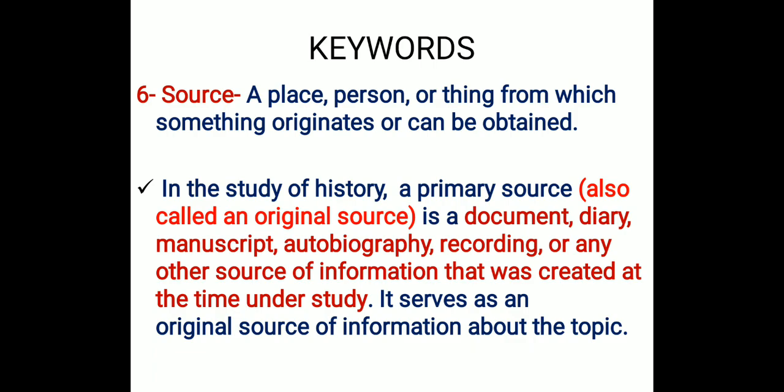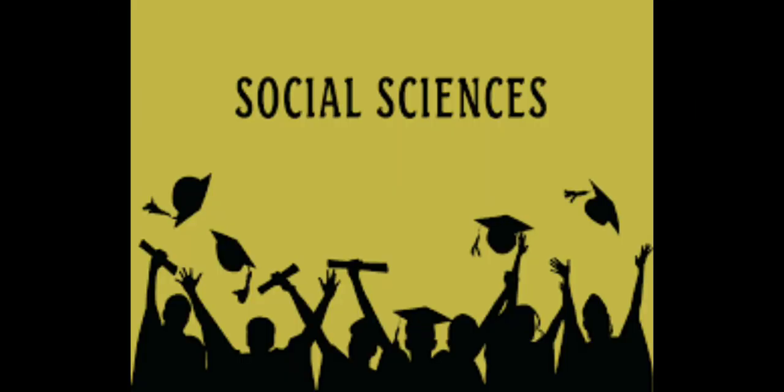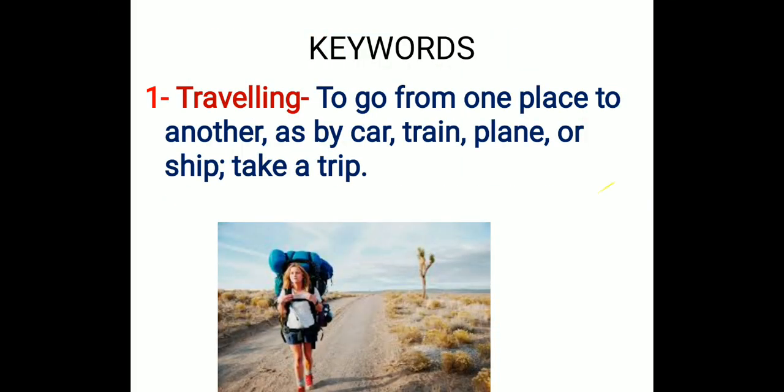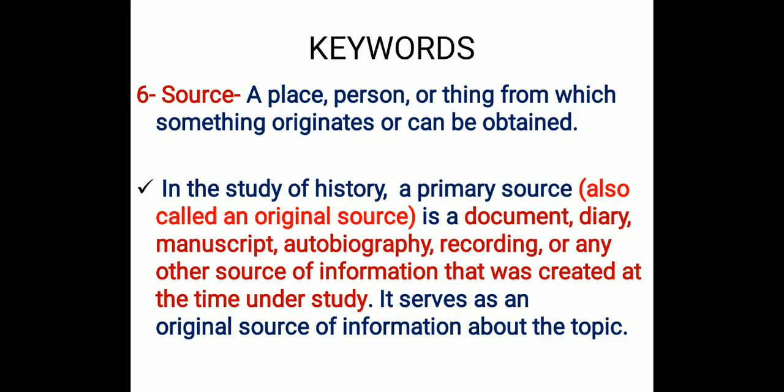In the study of history, a primary source, also called an original source, is a document, diary, manuscript, autobiography, recording, or any other source of information that was created at the time under study. It serves as an original source of information about the topic.